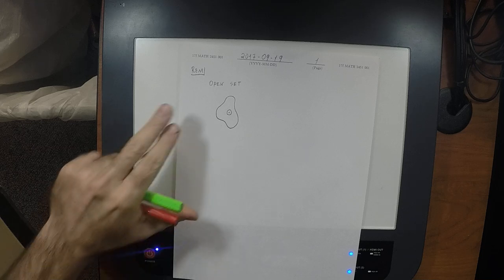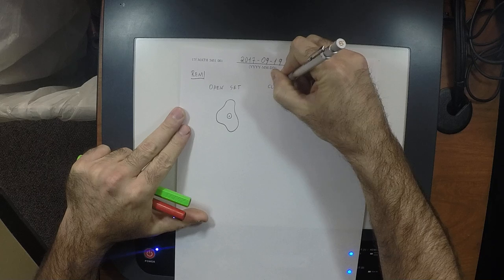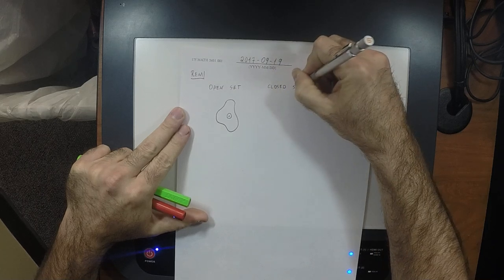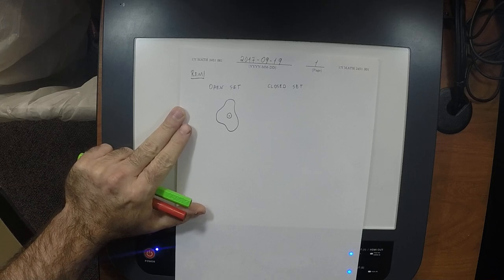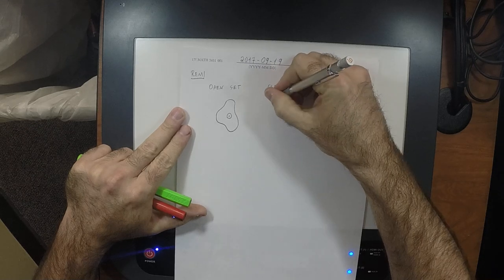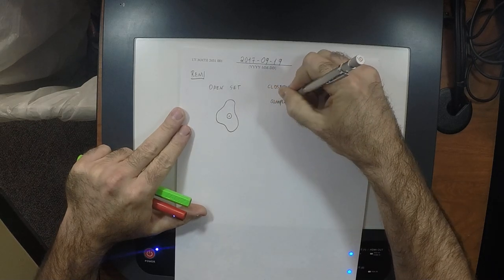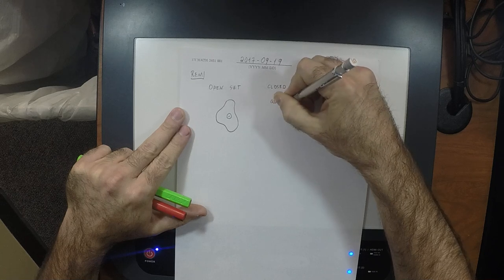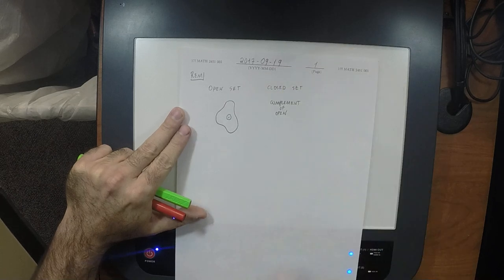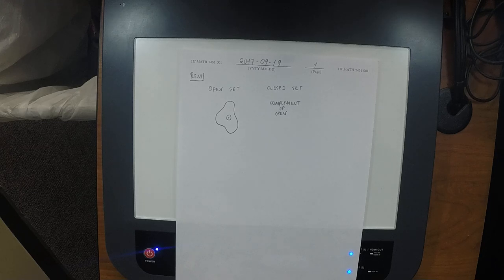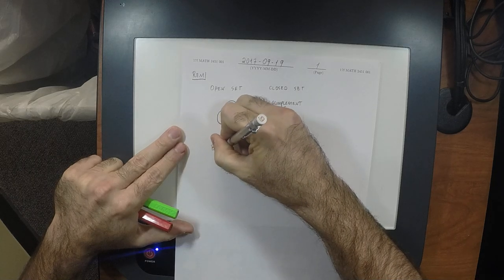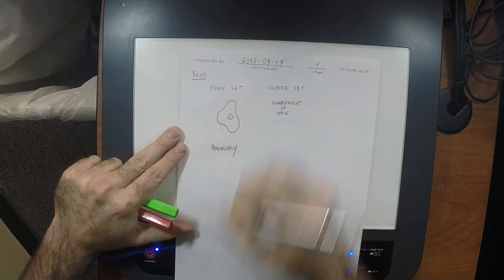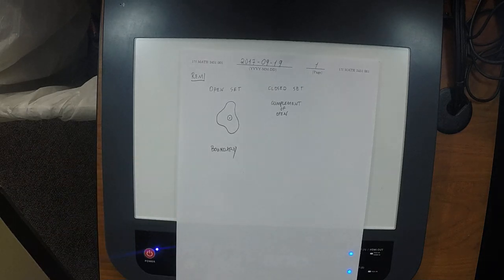Okay. So what is a closed set? Closed set is, yeah, I heard someone, complement of an open set. So a complement of an open set. Okay, what is the boundary of a set? What's the boundary of a set?